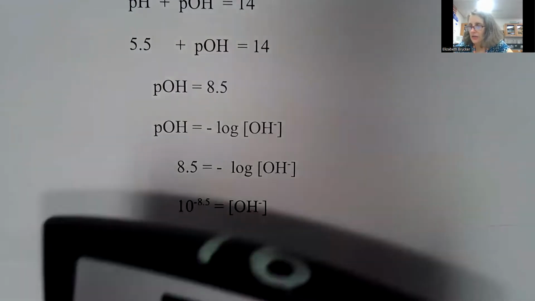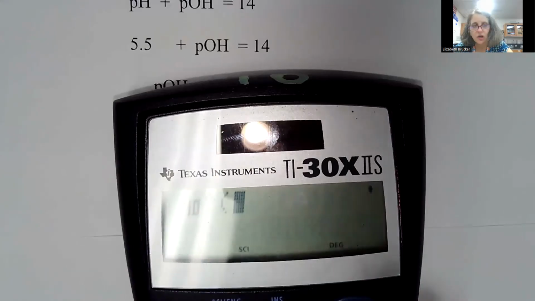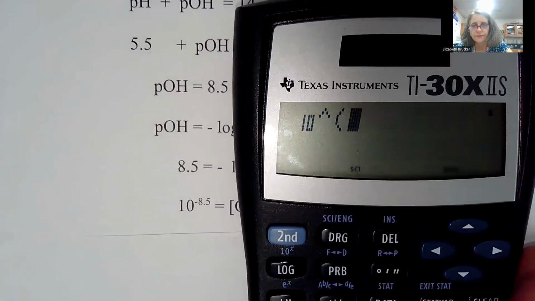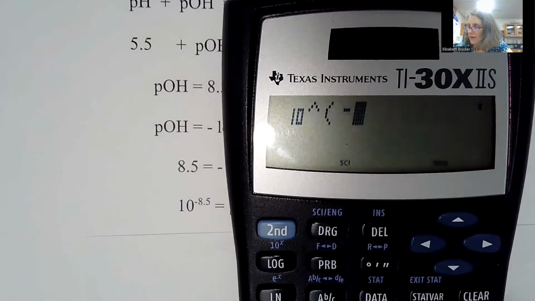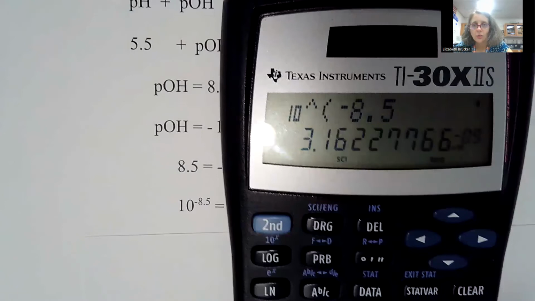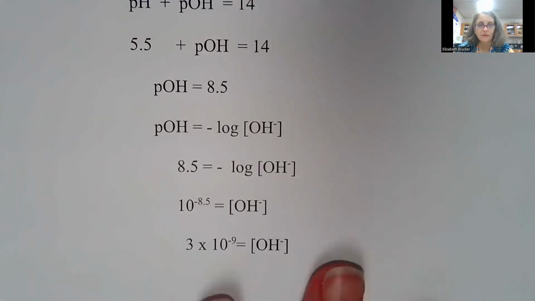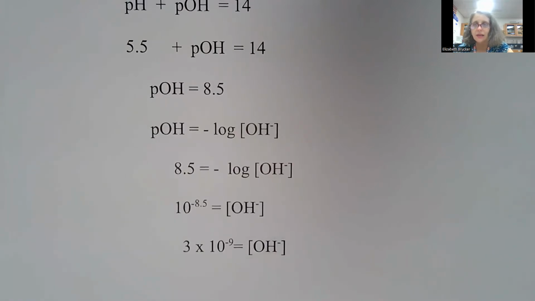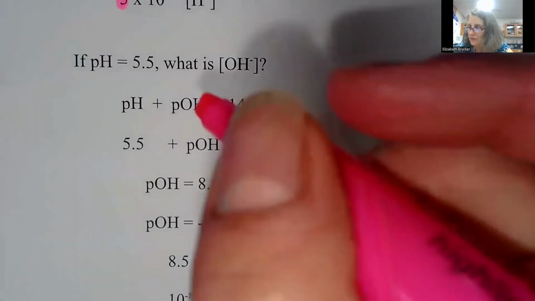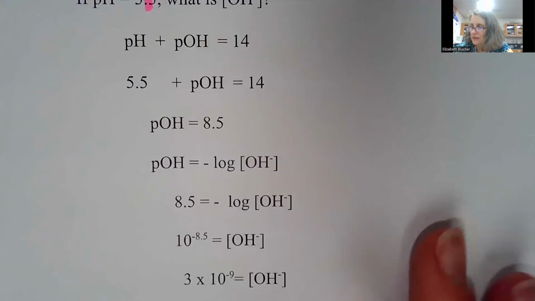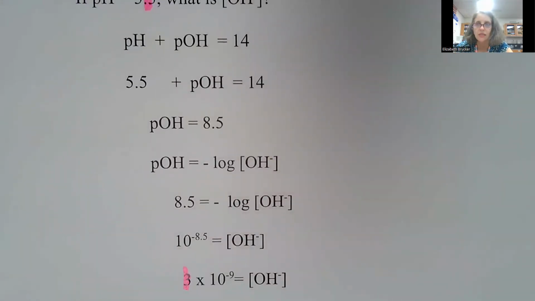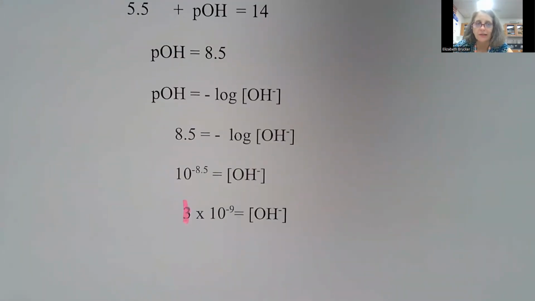So again, in your calculator, you could hit second function log, and then type in negative 8.5. And you will get the answer. Now I only have 1 sig fig here, so that's why you will see my final answer is 3 times 10 to the negative 9. Again, because the 5.5, that 5 is only giving me 1 digit of significance. So that's why my final answer is 3 times 10 to the negative 9. So again, follow those rules and you could do any pH calculation that you want.